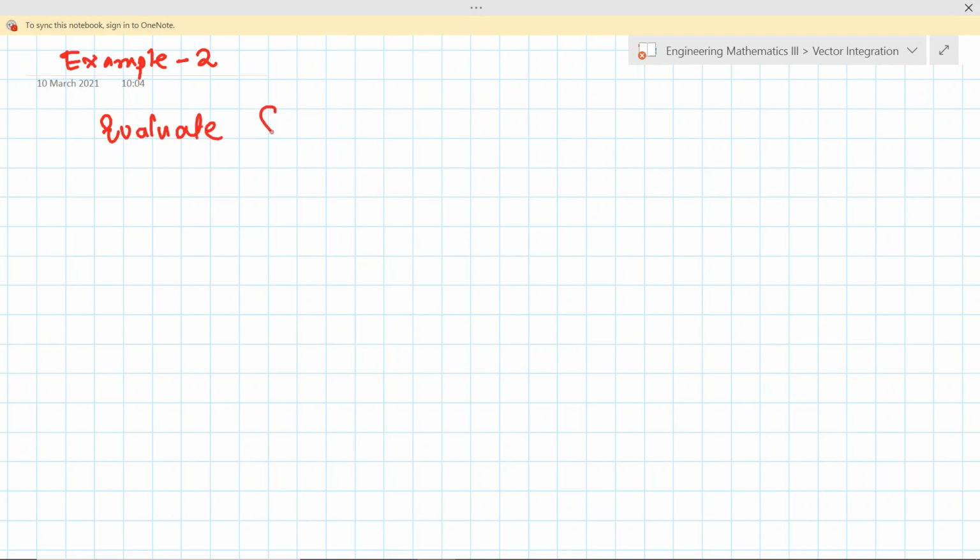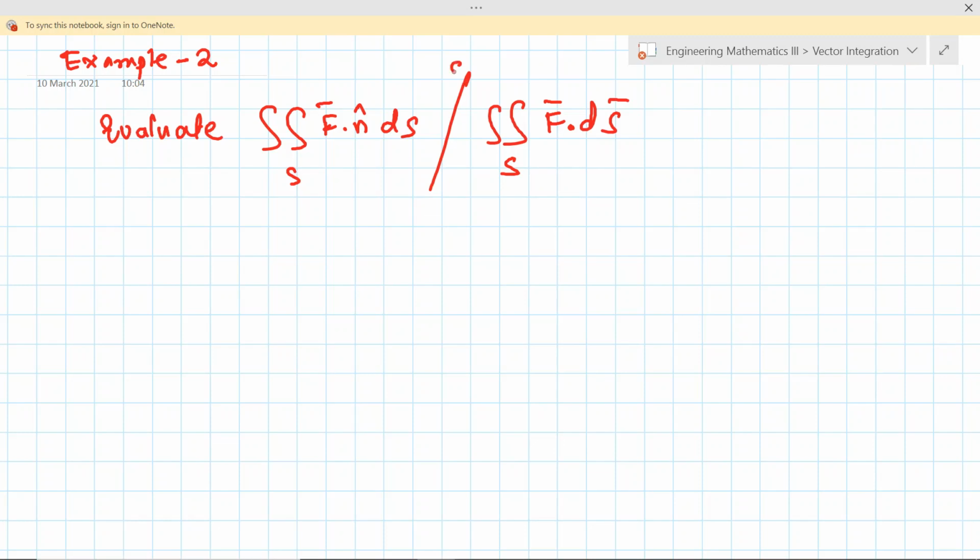Evaluate the same surface integral of f bar dot n cap ds over S, or they may ask it like this: double surface integral of f bar dot ds bar over S. The meaning of these two is the same. Okay, f bar dot n cap into ds or f bar dot ds bar, both are the same.